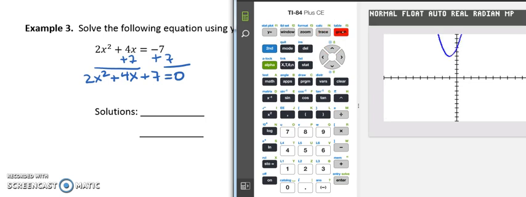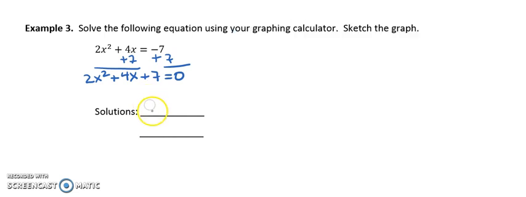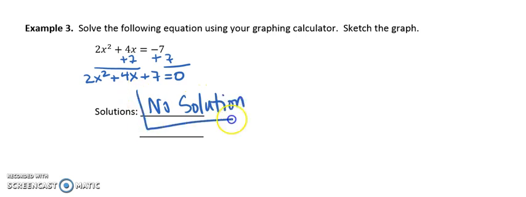Now, some of you looking at this graph can already tell me what the solutions are, okay? Some of you can't, so let's discuss. If we hit second trace and then do 0, where's the x-intercept at? Do you see the x-intercept? You don't, right? If there's no x-intercept, there's no solutions. No solution. Okay, no x-intercept, no solution. Boom, done.